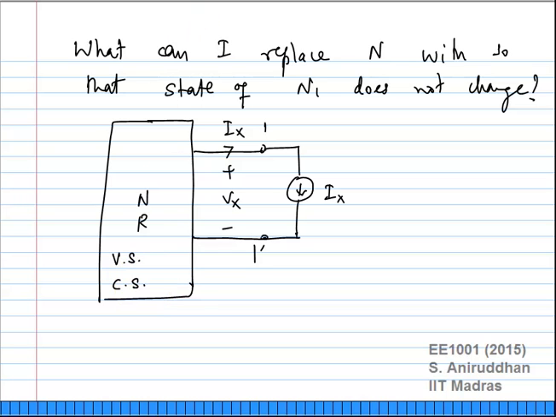Now, because N is linear, it consists of resistors. What can I apply to this network N? I can apply superposition. For the network N, I can apply superposition. The way I am going to apply superposition is in a two-step process. First, I am going to excite N with all the voltage and current sources that were originally part of N, but I am going to set Ix to 0. The second part of the superposition, I am going to set all the internal voltage and current sources to 0 and set this current source value to the original Ix.